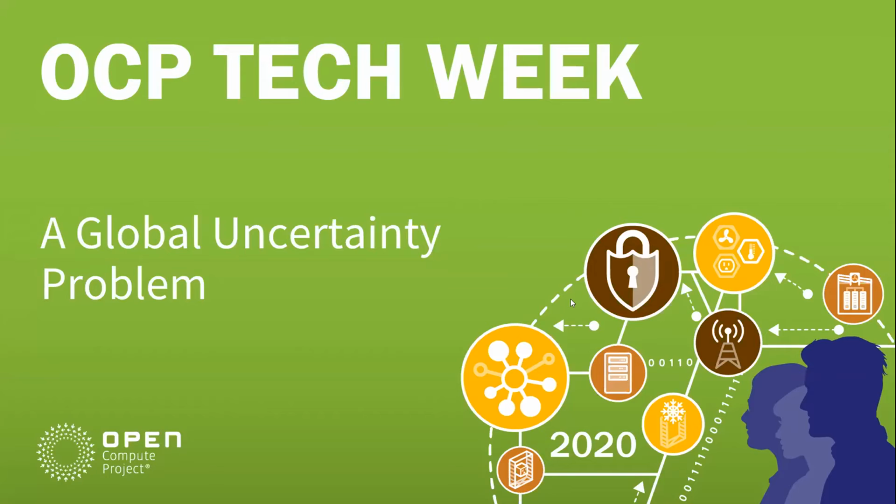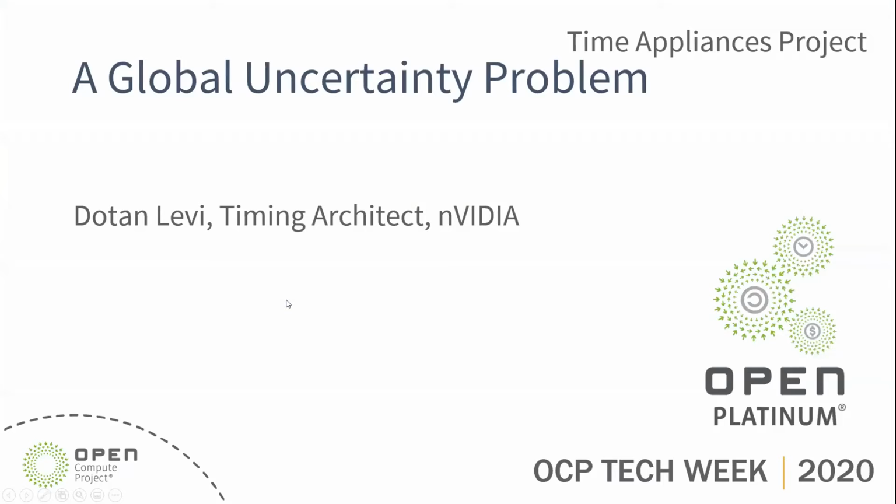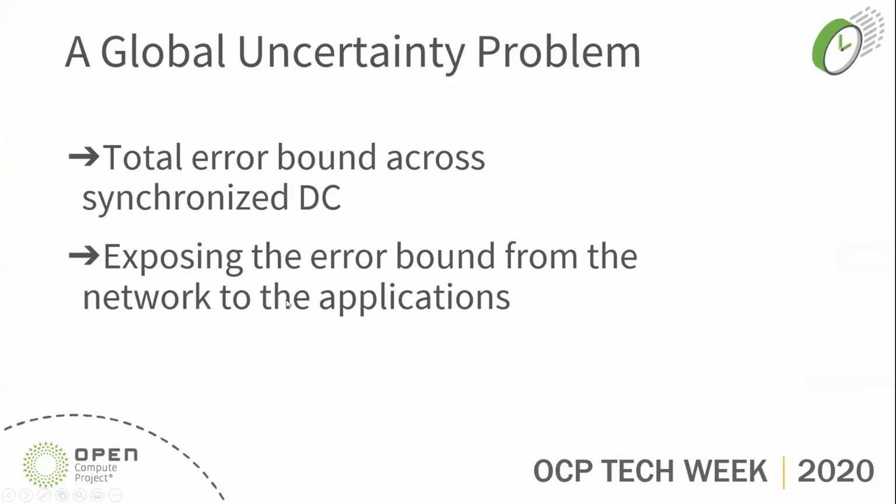Okay, we're going to talk about the global uncertainty problem. Let's try to articulate the problem. There is a need in order to utilize PTP in data centers, and actually, from what I conceive, this is a valid requirement for any PTP deployment.